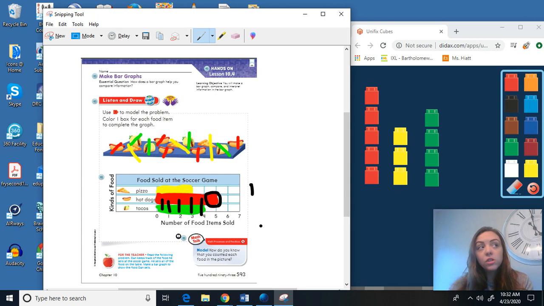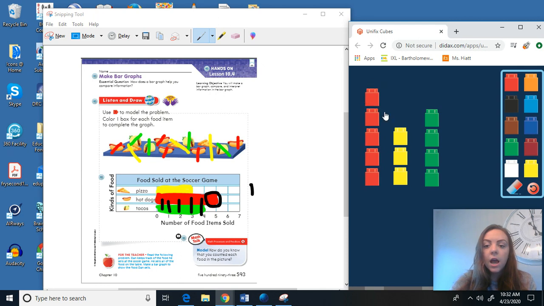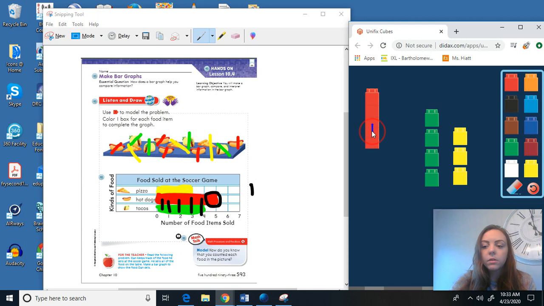Our other strategy is using a subtraction problem, because if we take how many hot dogs we have all together and we take away the number of tacos there were, then whatever is left has to be how many more hot dogs there were, right? So we would start with 5 hot dogs. Let's go back over here. 5 hot dogs, and we're going to take away the 4 tacos. So let's take these away. Ready? 1, 2, 3, 4. And how many did we have left? Just 1, right?